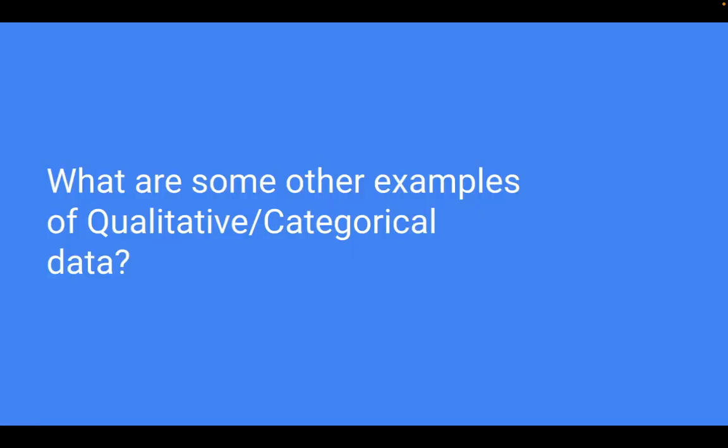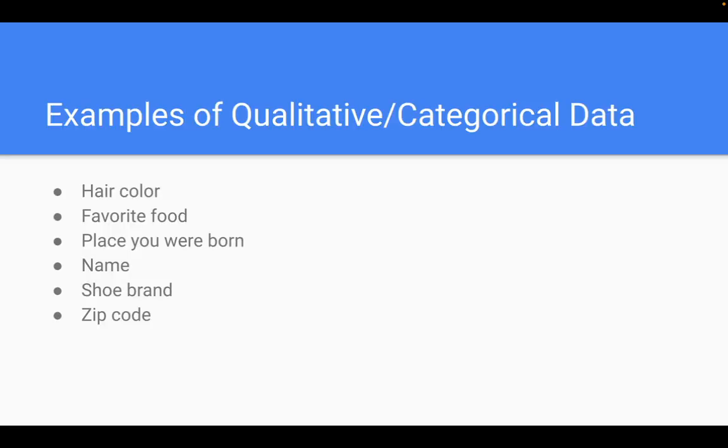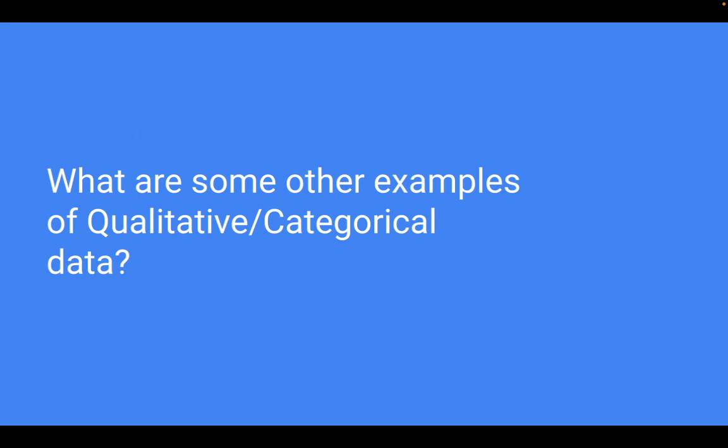All right, so answer the question here on the pop-up. What are some other examples of qualitative or categorical data? Again, it gave you some examples here. Name two things that are examples of qualitative data.